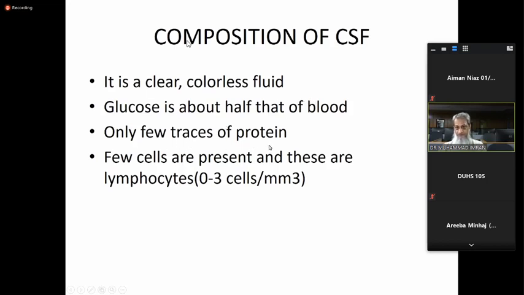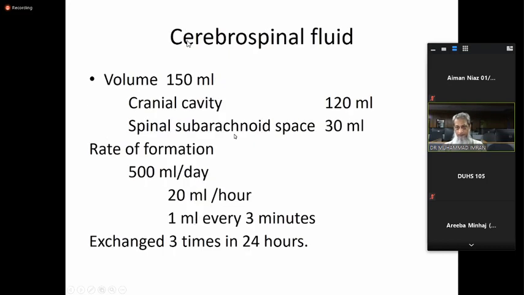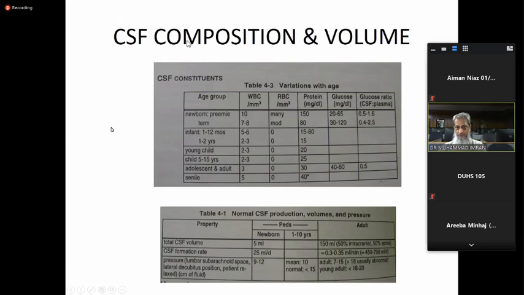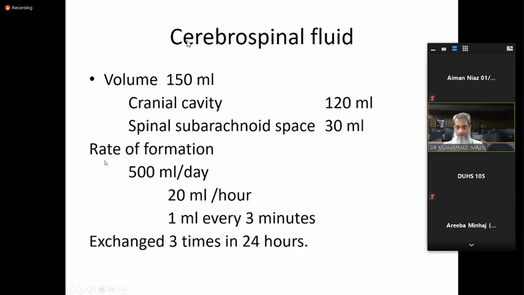There are only a few traces of protein, and few cells are present, and these are lymphocytes. The normal volume of cerebrospinal fluid is 150 ml, out of which 120 ml is in the cranial cavity, and the remaining is in the spinal subarachnoid space. The rate of formation of the CSF is 500 ml per day, which comes out to be 20 ml per hour, or 1 ml every 3 minutes. And it is exchanged 3 times in 24 hours.